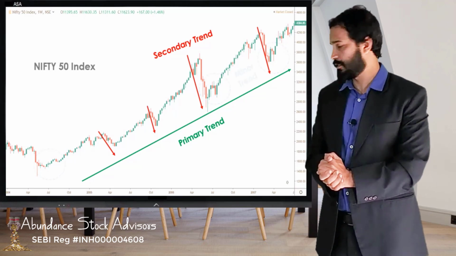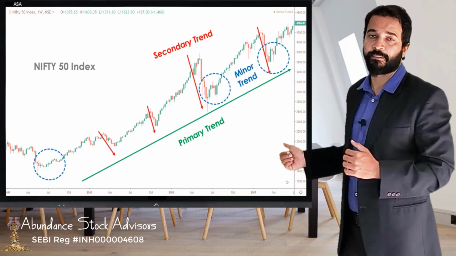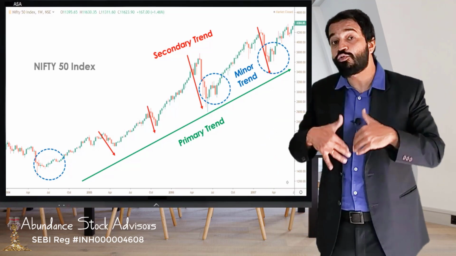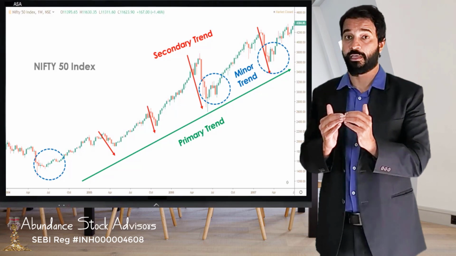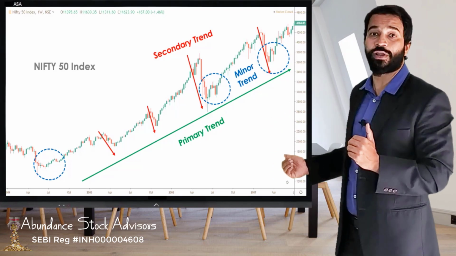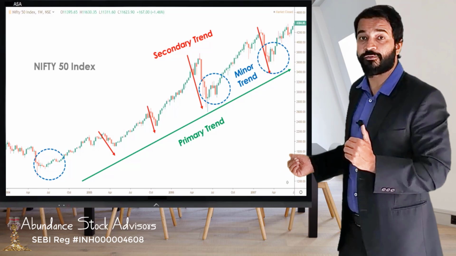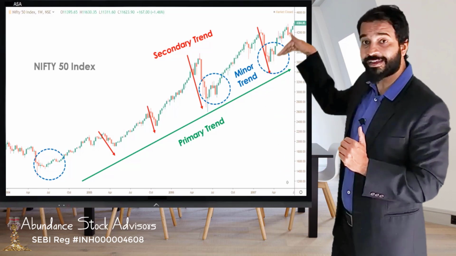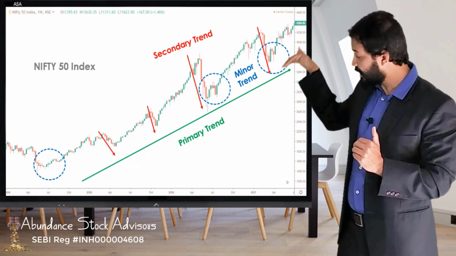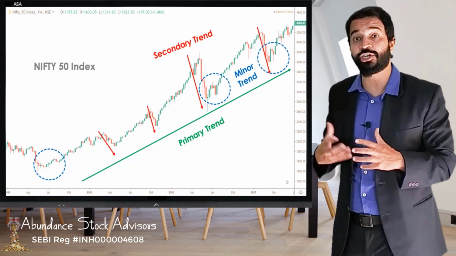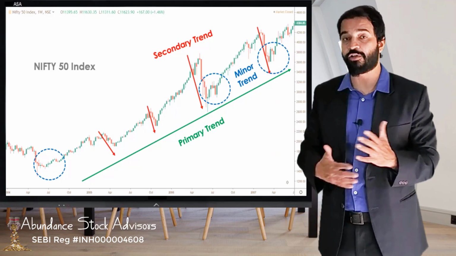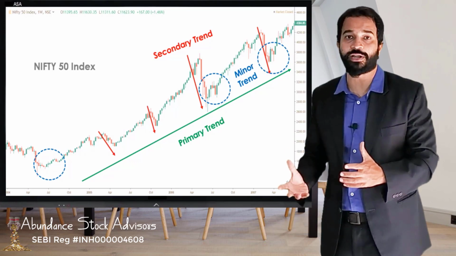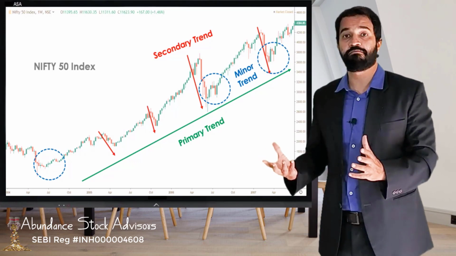The third one is minor trend. This occurs within the secondary trend and again it is usually opposite to the secondary trend. Here the minor trend, which is shown as blue circles, if you observe, the trend is bullish to the bearish secondary trend. So this trend is treated as a correction to the secondary trend, usually 10 to 15%. Its duration is again smaller than the secondary trend and may last for as short as say 10 days to maybe 3 months.